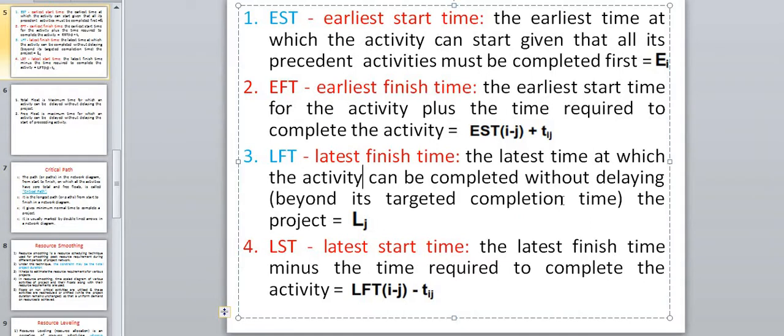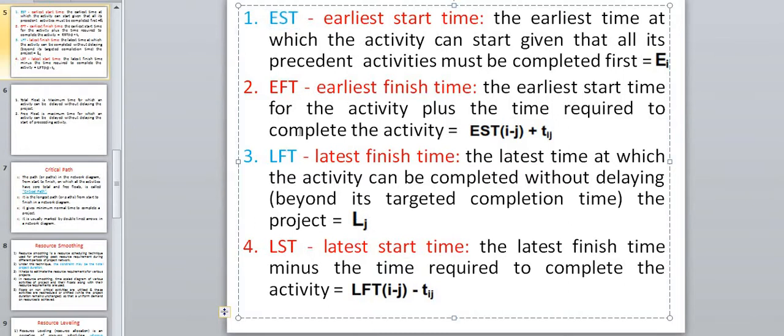In every problem in network diagrams, we have to calculate these two first, that is the earliest starting time and latest finish time. Depending upon this earliest starting time and latest finish time, we will calculate earliest finish time and latest start time. Depending upon EST and LFT, we will calculate further EFT and LST. So these four time concepts are very important.